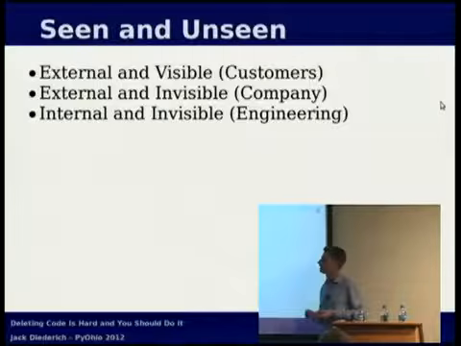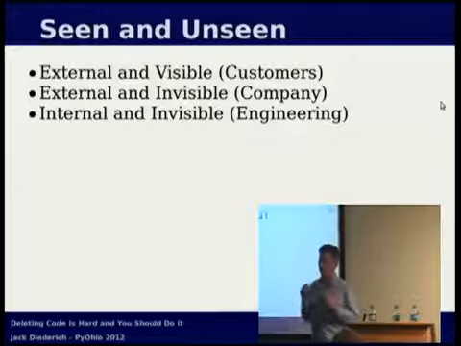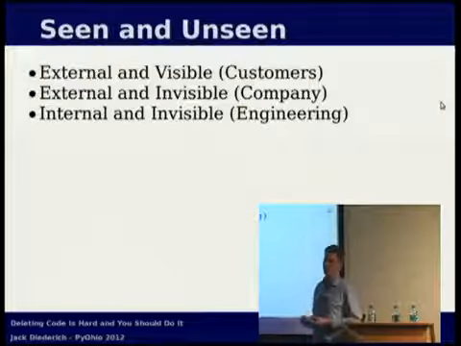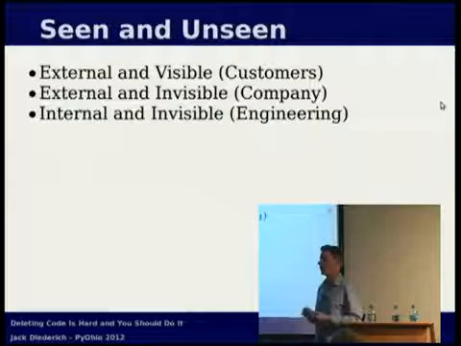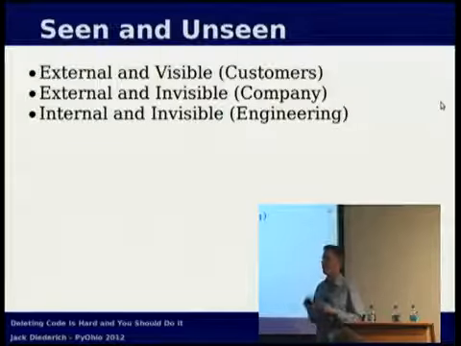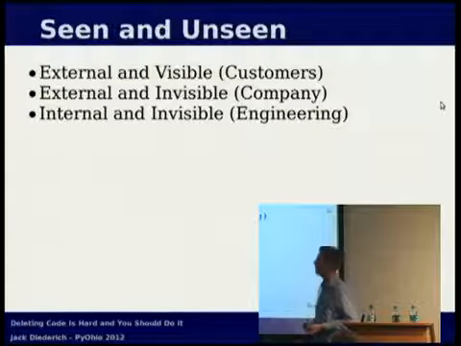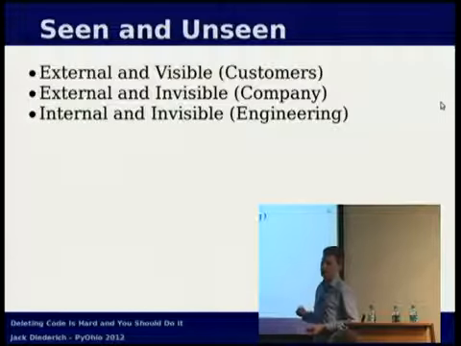So external and visible is what our customers see. External and invisible is what people only inside our company see. These are all the things that the customers don't have to think about. We keep the website up. You know, we keep it fast. So people inside the company see those things. Customers don't necessarily. Then there's the internal and invisible.